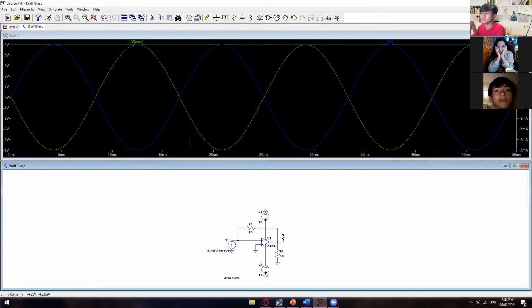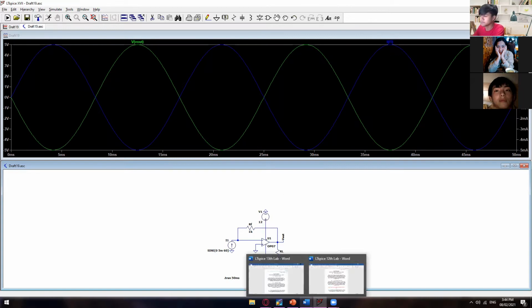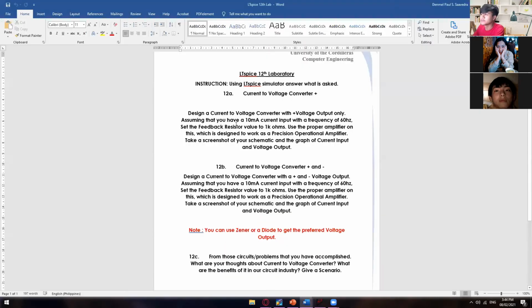Okay, so what I want you guys to do is add a component wherein this will only accept a positive output, or this will give us only a positive output. So I should not see this negative waveform. I should only see positive waveforms when it comes to V out. All right, so that's it for the 12A.